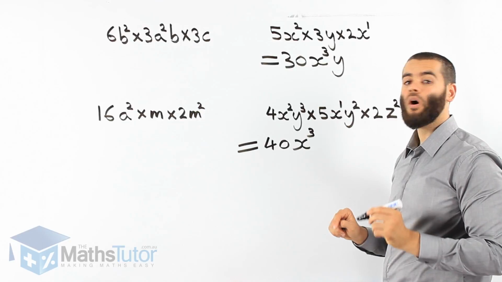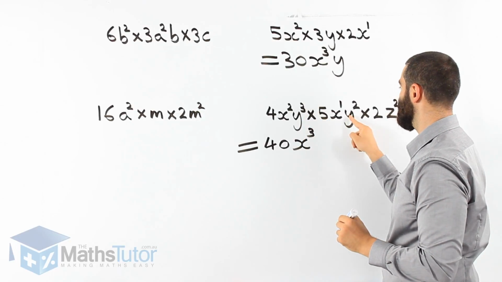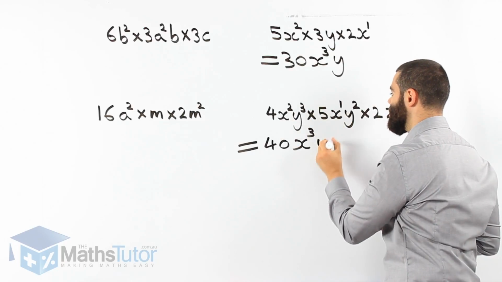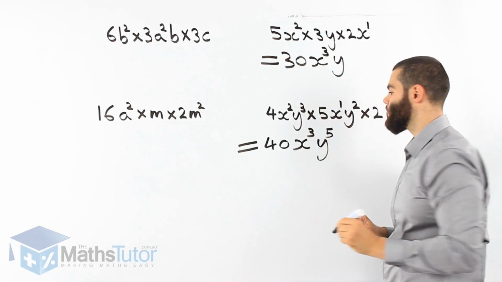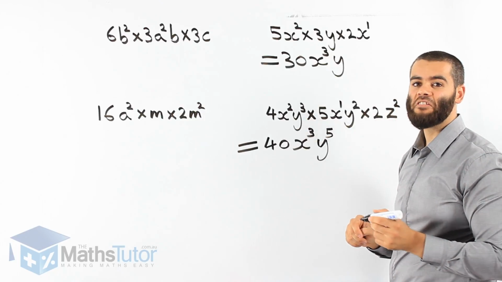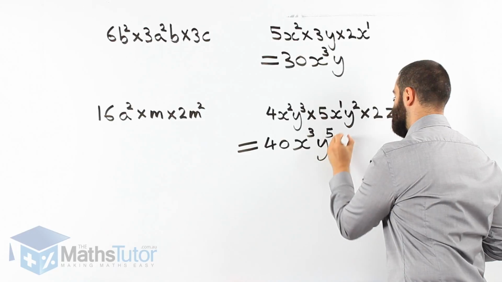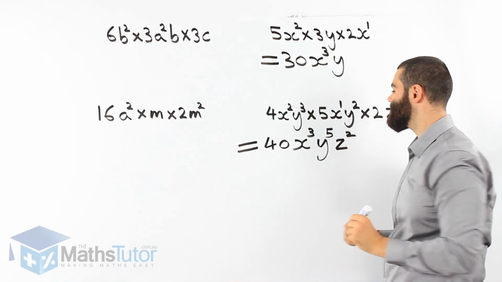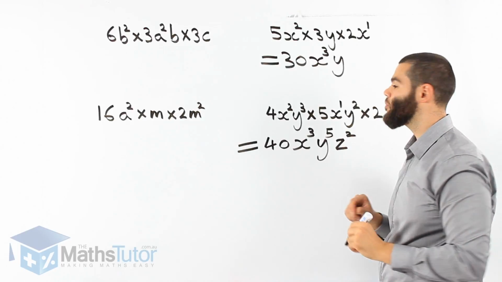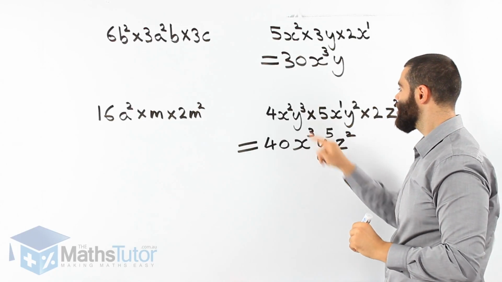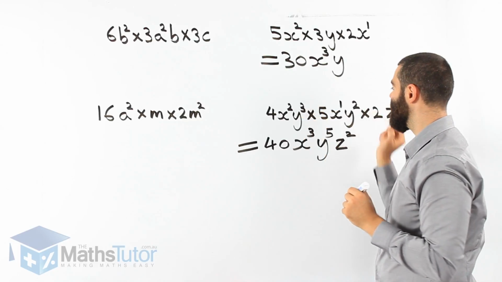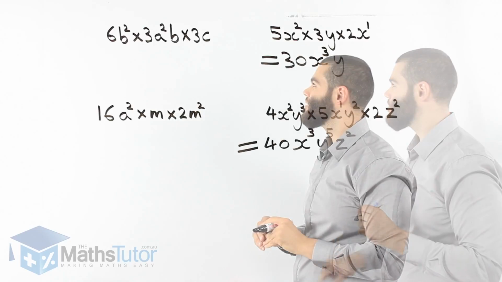Now we look for the y's. We have y to the power of 3 and y to the power of 2. Same base, which is y. 3 plus 2 is 5. And lastly, we know there's a z here. It doesn't have another base it multiplies with. So z to the power of 2. There's our answer. 40x to the power of 3, y to the power of 5, and z to the power of 2. Simple answer. We have to follow certain rules. We add the indices when we are multiplying in algebraic expressions.